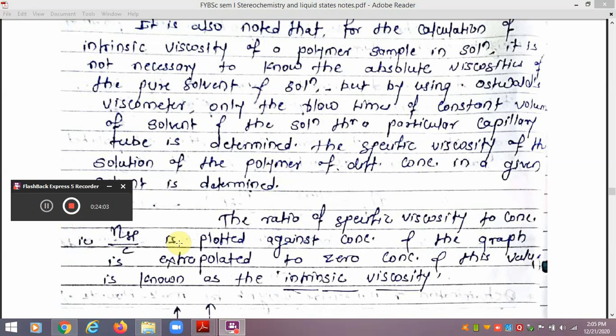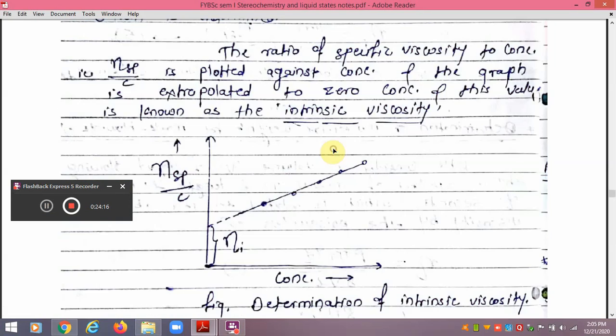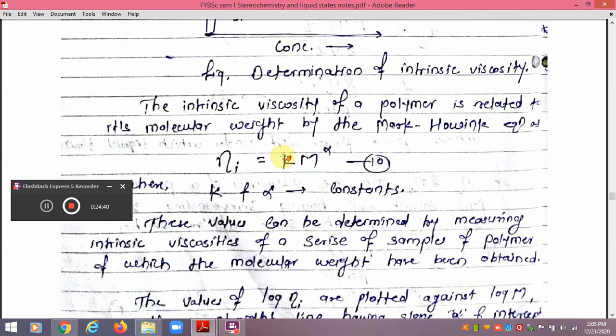So when the ratio of specific viscosity to concentration is plotted against the concentration and the graph is extended to zero concentration, this value is known as the intrinsic viscosity. Dear friends, you can see here that specific viscosity divided by concentration is plotted against concentration, and in this way we get a straight line. If this straight line is extrapolated to zero concentration, it gives the intrinsic viscosity. So this y-intercept is called the intrinsic viscosity.